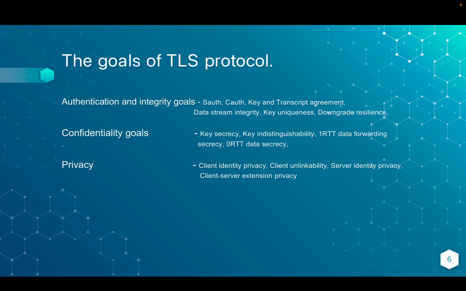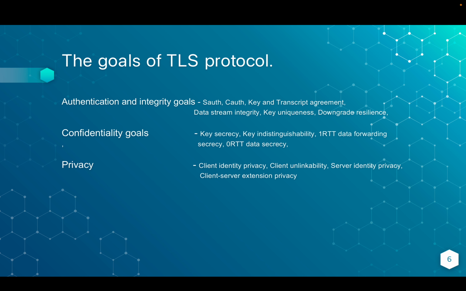The next set of goals comes under privacy. The first one is client identity privacy. If a client starts a connection through TLS 1.3 to a server, the adversary should not be able to find which client made the connection to the particular server. Key indistinguishable. Next one is client unlinkability. If one of two clients makes a new connection to the server, the attacker should not be able to distinguish the client that made the new connection.